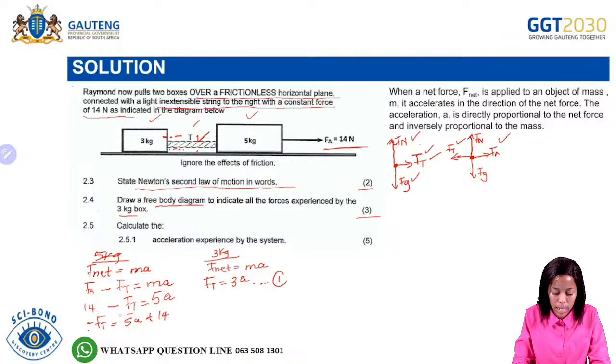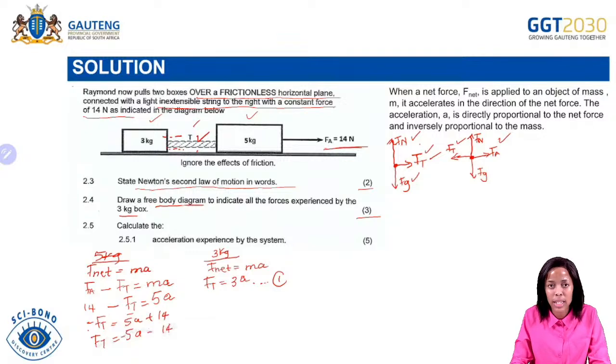So on the left hand side, we said negative Ft is equal to 5A. So we'll say Ft, and we divide both sides by negative 1. So it will give us negative 5A minus 14. So from there we can see that we have made Ft the subject of the formula in terms of the 5 kilogram block, and then we also have Ft as the subject of the formula in terms of the 3 kilogram block.